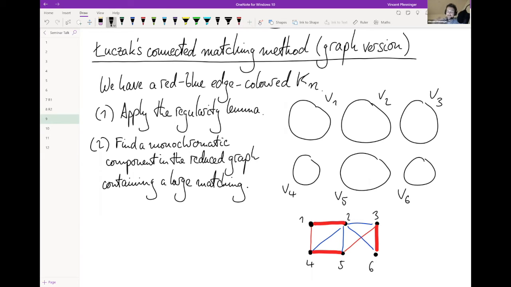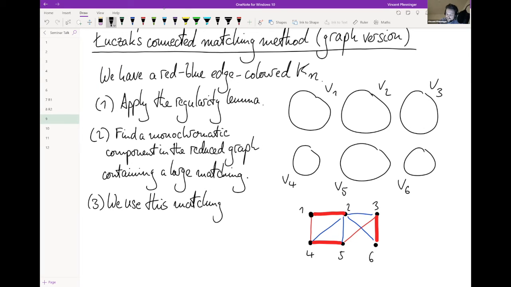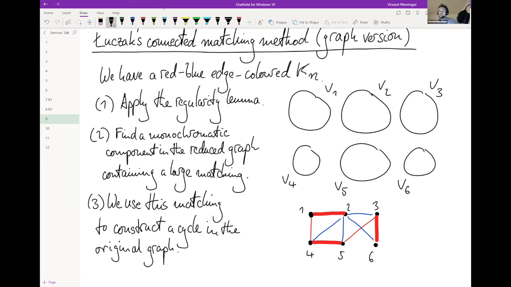Okay, so once you have that, then we use this matching to construct the cycle in the original graph. Okay, so how do we do this? First, we look at each edge that we have in our matching. So say the edge 1, 2, and then given our regularity properties, this means that we can find a long red path covering almost all of the vertices in these two clusters like this. And then we similarly do this for all the other edges in our matching.